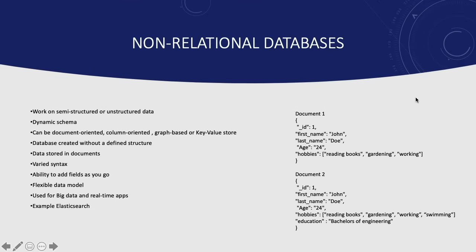Now let's have a look at an example of a NoSQL database. Here on the screen, I have a NoSQL database that consists of two documents. And as you can see, the structure of both documents differ. For example, document number 2 has a key value pair for education, which is not present in document number 1. Also, if you look at hobbies, there's an extra hobby of swimming for our user. Now, this flexibility allows NoSQL databases to be used for big data applications.